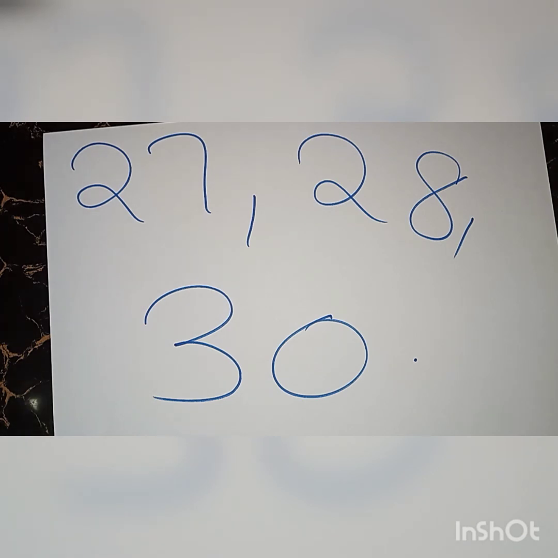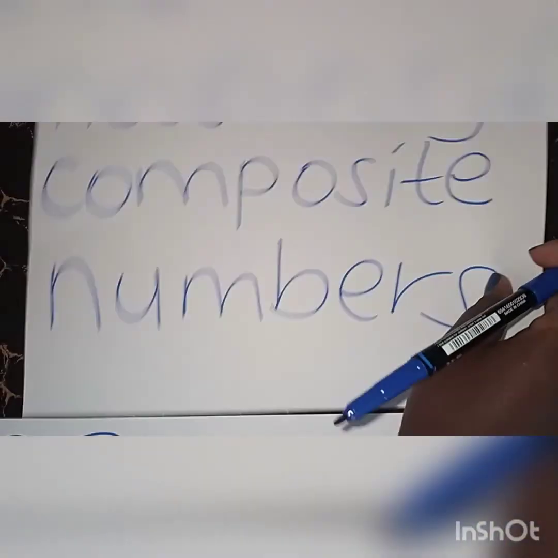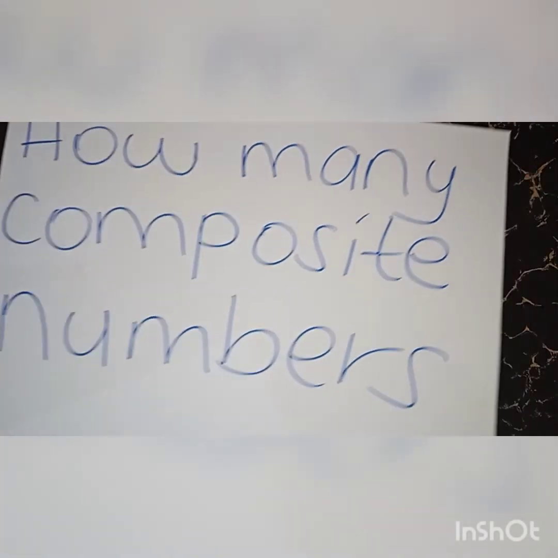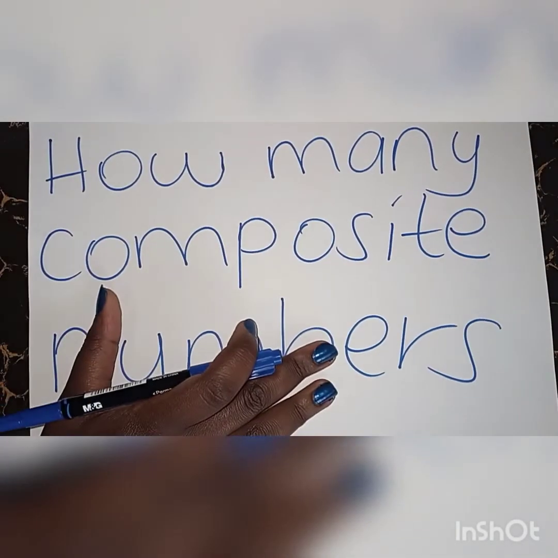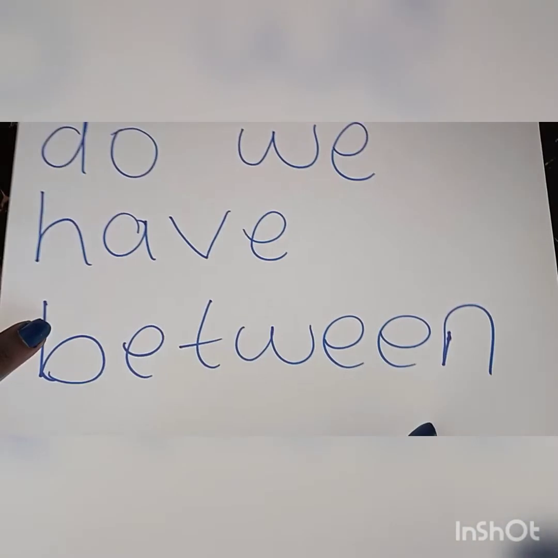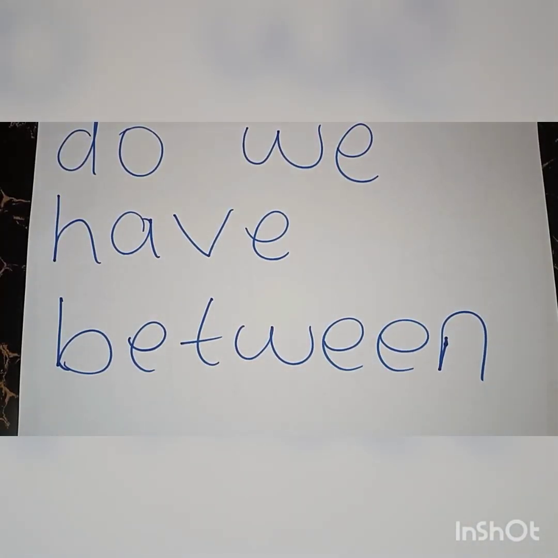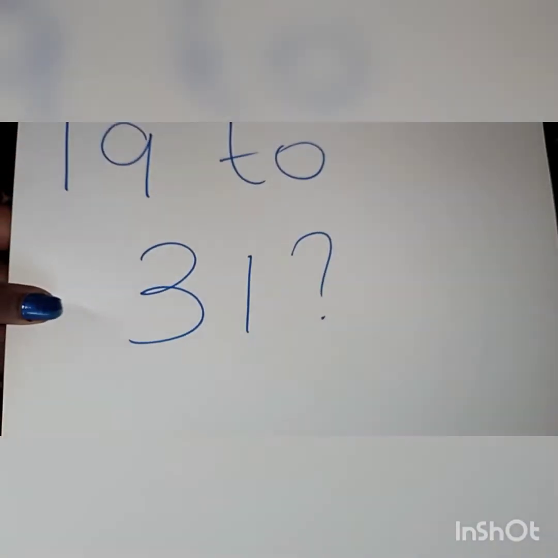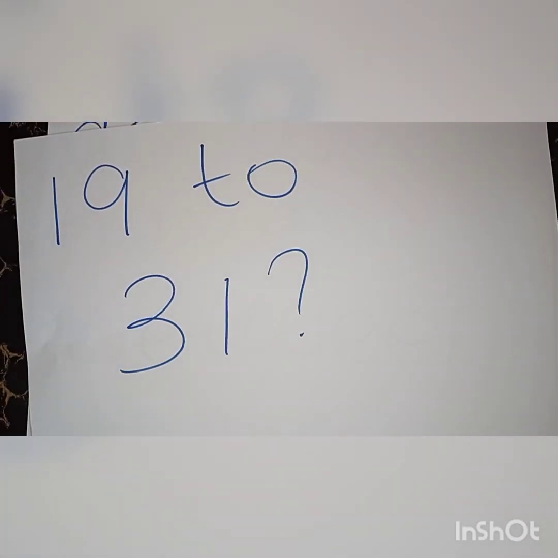So I'll leave you with one simple question, very simple question. How many composite numbers do we have between 19 to 31? You see how simple that question is? Math is pretty easy and fun, right? Exactly. Don't forget that practice makes perfect.